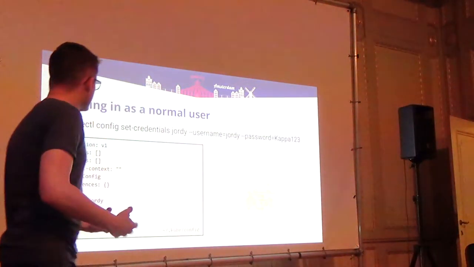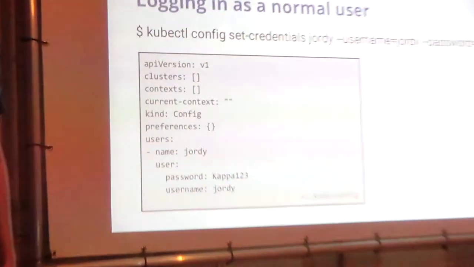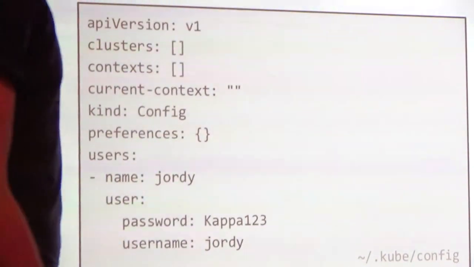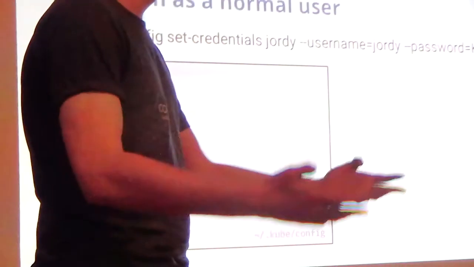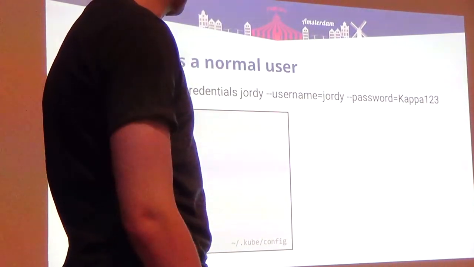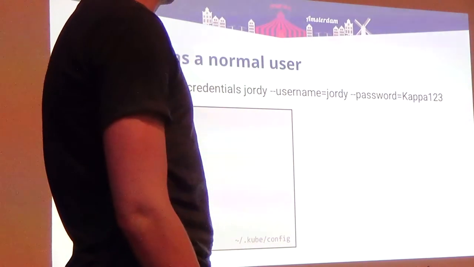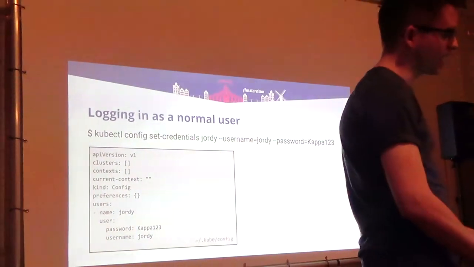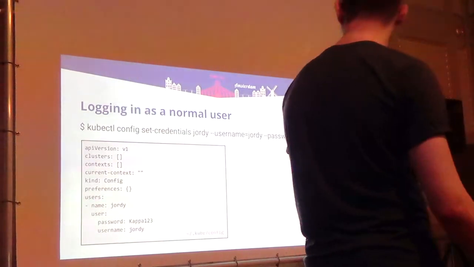Usually when you log in to Kubernetes, you have to set credentials with the config functions of kubectl. And it looks like this. You basically say --username Jordy and password is cat123. And basically it creates a kubeconfig file in your home directory. And as you can see, it's plain text, which I hate. This is really bad, I think.